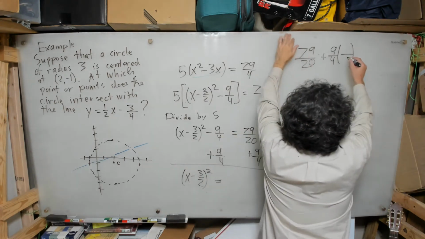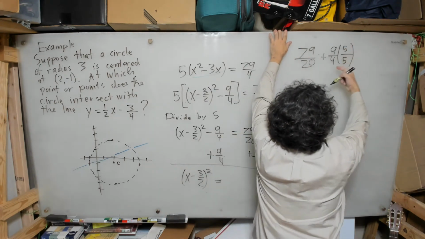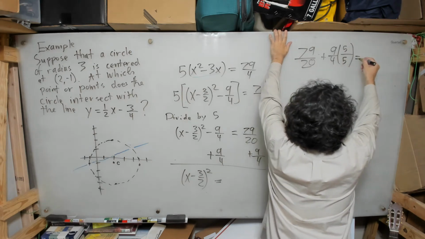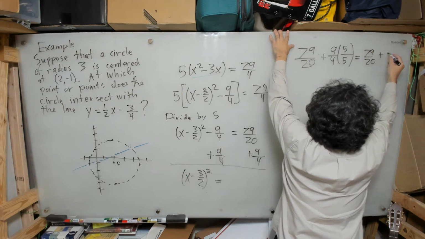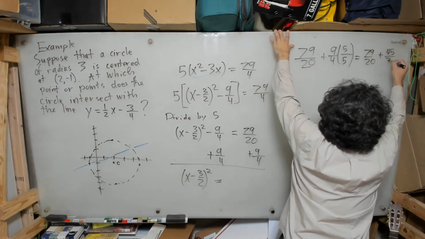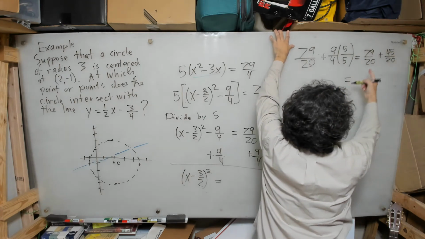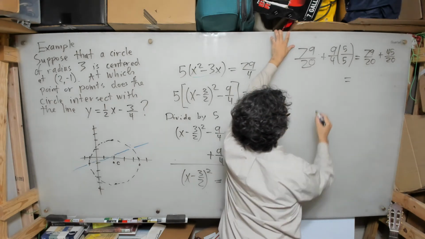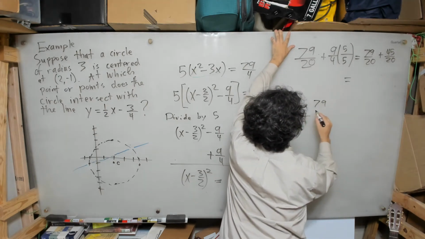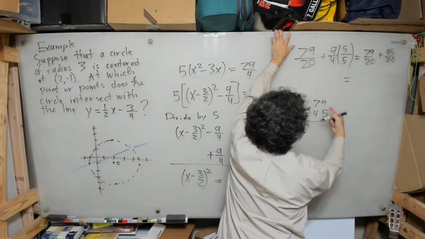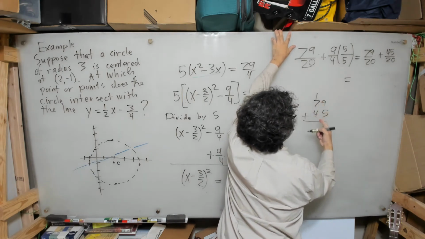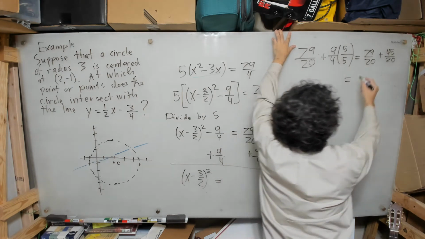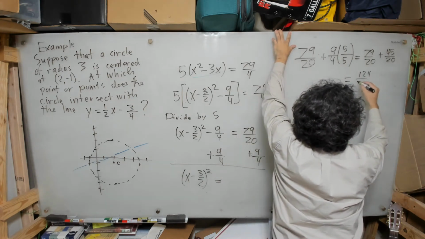Anyway, let's continue now. So we already know that it's going to be 5 because 4 times 5 is 20. So this can be rewritten as 79 over 20 plus 45 over 20. And then here, if I add 79 plus 45, you can see that this is going to be 14. I carry the 1. 1 plus 7 is 8. 9, 10, 11, 12. So it'll be 124. So it's 124 over 20.